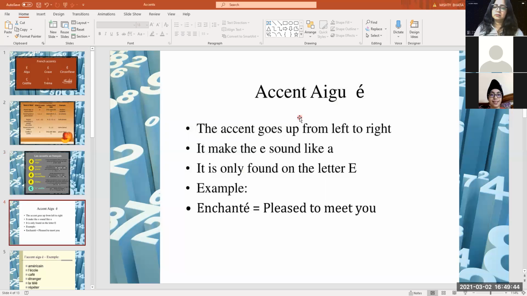Okay, accent egu. The accent goes up from left to right. It makes the e sound like a. It is only found on the letter e. Example: Enchanté.